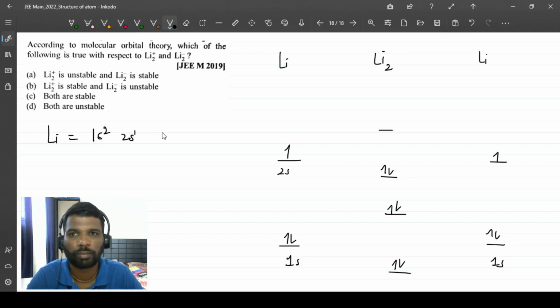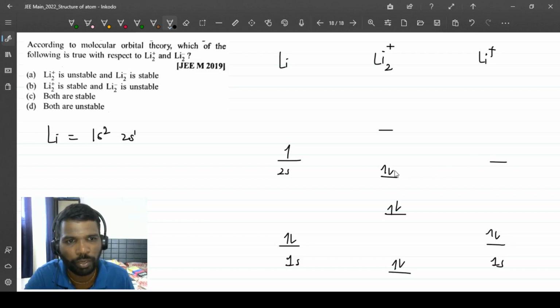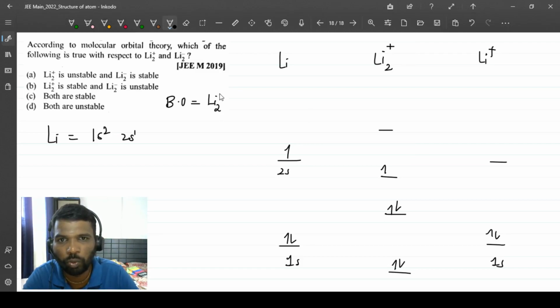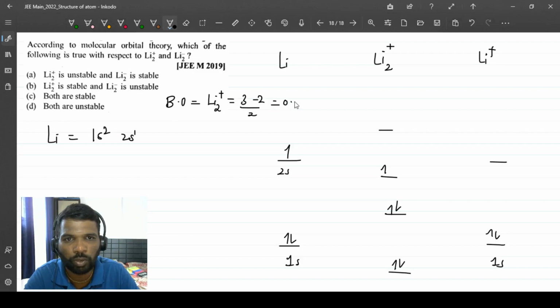Right? Let's write it for Li2 plus. Lithium plus means I will be removing one electron, and this will be forming plus, and this is the one electron I am removing. So how many electrons will be removed? One. So now I have to check the bond order of Li2 plus, right? Electrons in the bonding are 2 and 3, 3 minus this anti-bonding 2, divided by 2, which is equal to 0.5.